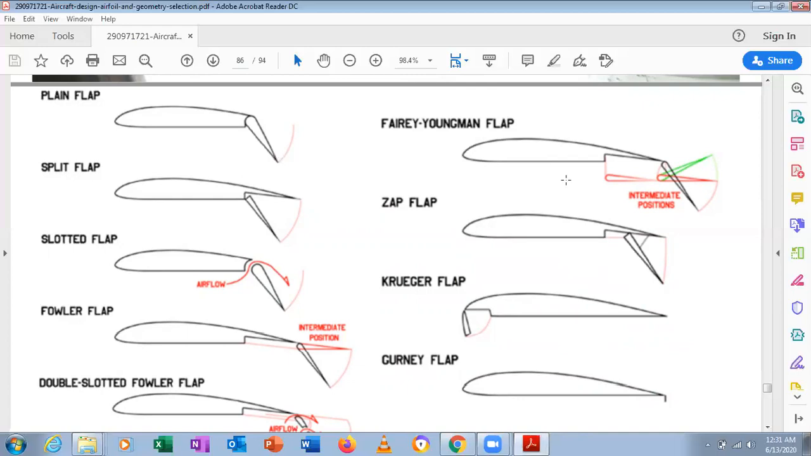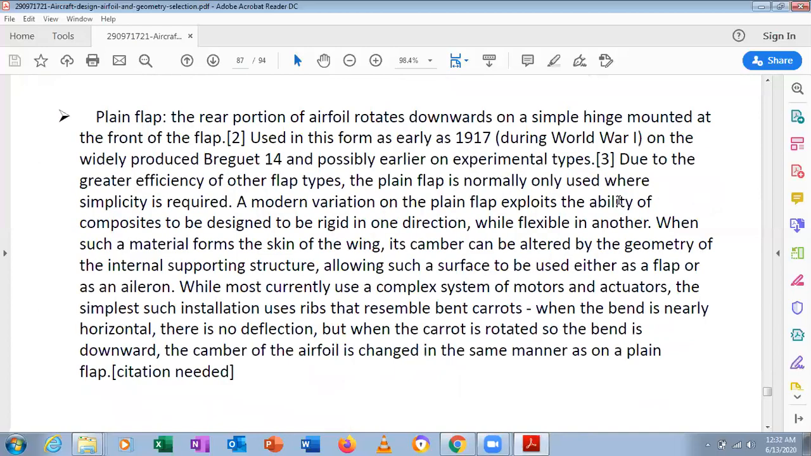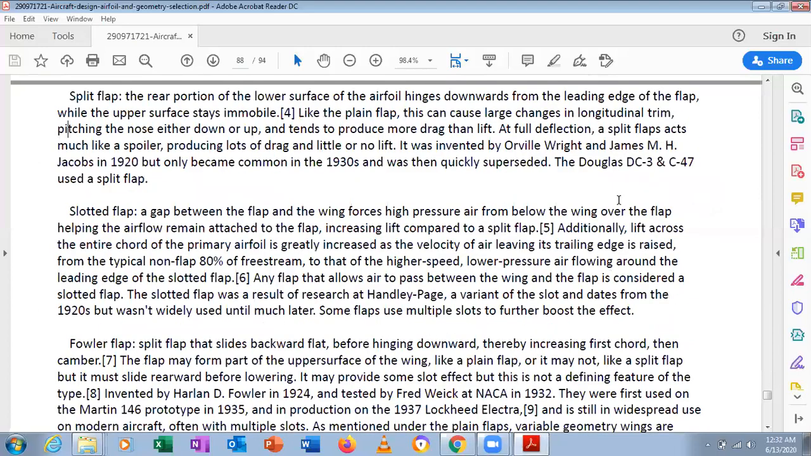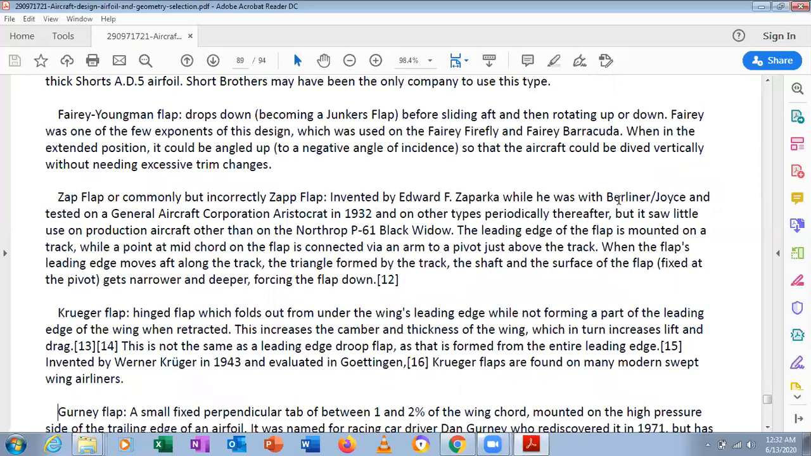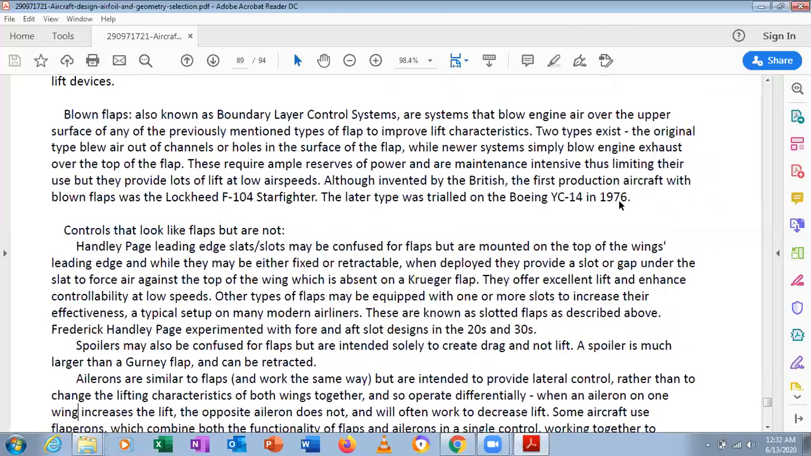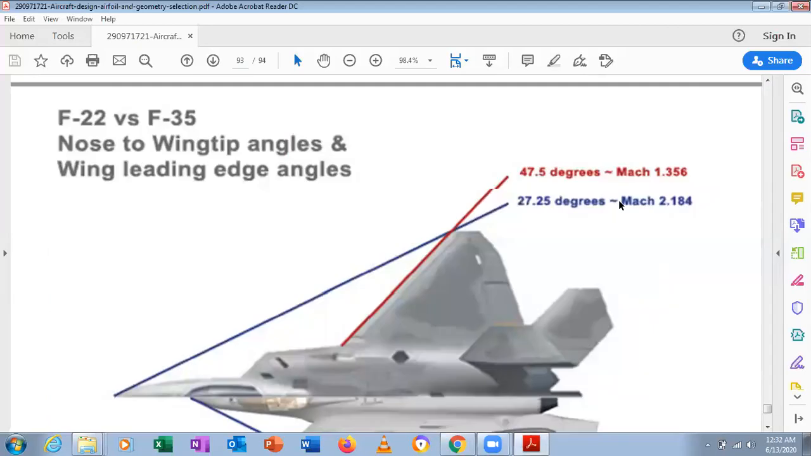And we have different types of flaps here. You can see the plain flap. During World War I, mainly the plain flaps were used in the initial stages of the aircraft. And we can see here the Zap flap, and we have the Kruger flap, and we have the Gurney flap, and these are called different types of flaps. We have to understand that the function of the flap is mainly for high lifting devices.